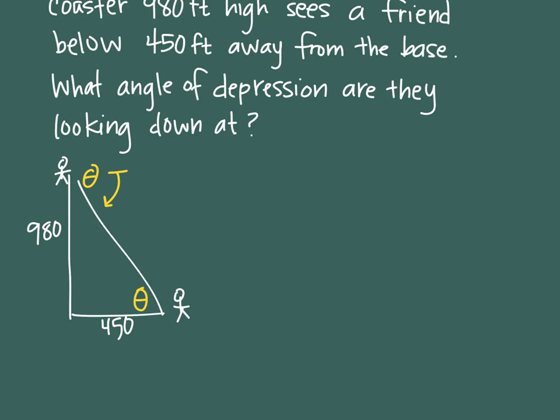All right, so based on the 980 and the 450, what's the best trig for this? Okay, for sure. We're going to use tangent, and we'll use the symbol theta, because tangent is opposite over adjacent. So what goes on top? 980 is the opposite. 450 is the adjacent.